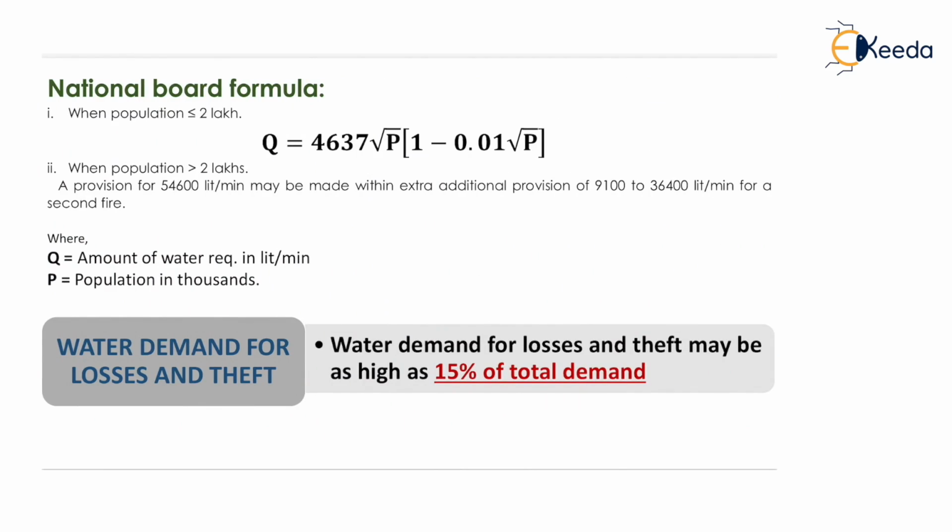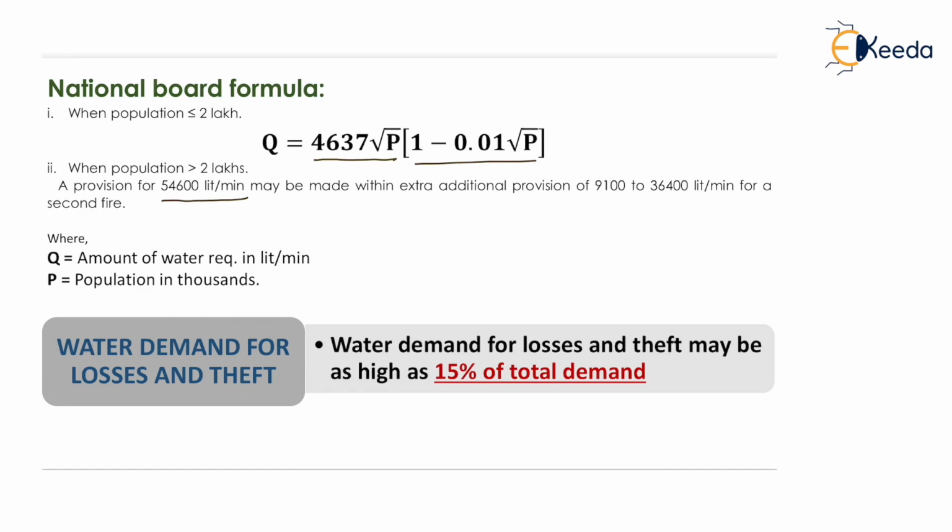Next will be the National Board formula. The National Board formula is bifurcated in two parts. When the population of the city is less than or equal to 2 lakhs, then the formula used for computing the amount of water is Q equals 4637 root P (1 minus 0.01 root P). And if the population is greater than 2 lakh, then a provision of 54,600 liter per minute may be made, with an extra additional provision of 9100 to 36,400 liter per minute for a second fire.